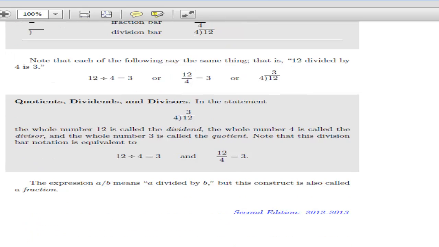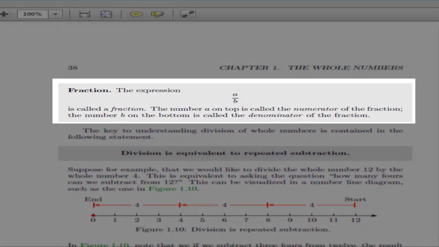Quotients, dividends, and divisors. In the statement, the whole number 12 is called the dividend, the whole number 4 is called the divisor, and the whole number 3 is called the quotient. Note that this division bar notation is equivalent to the following two examples. The expression a over b means a divided by b, but this construct is also called a fraction. The expression a divided by b is called a fraction. The number a on top is called the numerator of the fraction. The number b on the bottom is called the denominator of the fraction.